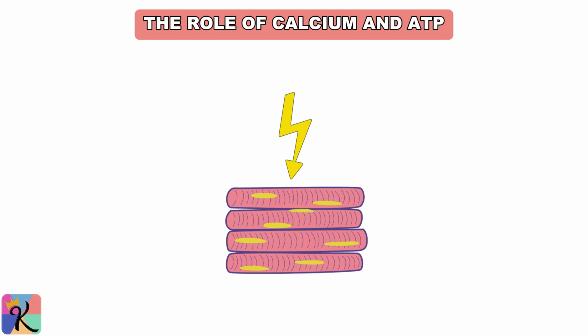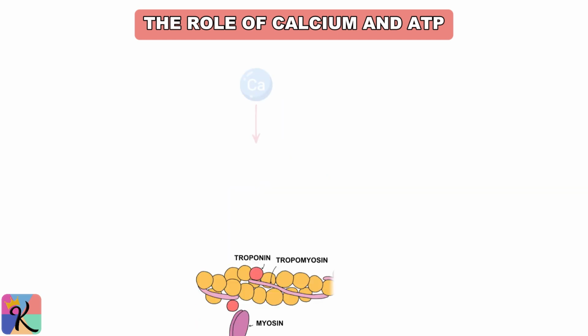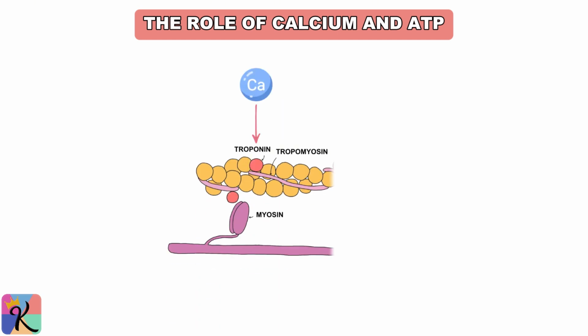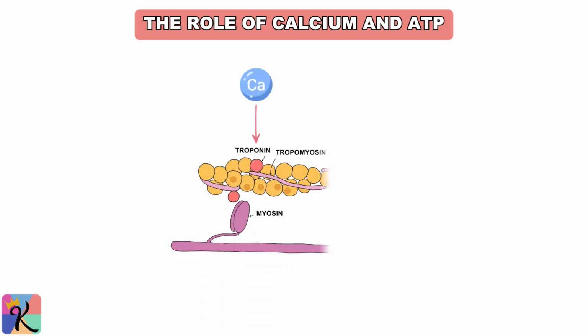Calcium ions and ATP are essential for muscle contraction. When an action potential reaches the muscle fiber, it triggers the release of calcium ions from the sarcoplasmic reticulum. Calcium binds to a protein called troponin, causing it to change shape. This shift moves tropomyosin away from the binding sites on actin, allowing myosin heads to attach.